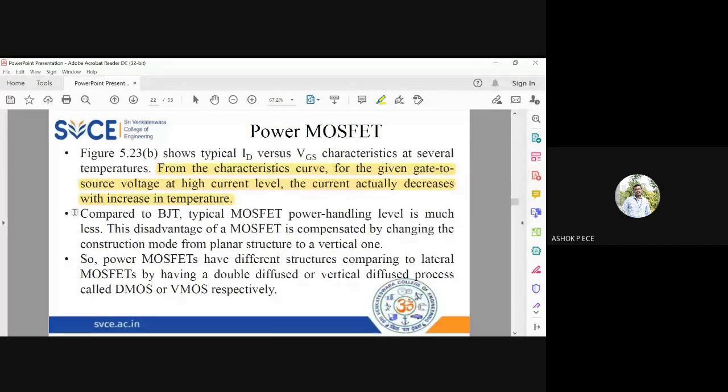So compared to BJT, these power MOSFETs can handle not very high power. The power handling capability is very much limited when you compare your MOSFET with BJT. The disadvantage is compensated by the structure: in BJTs we grow the structure vertically, but in MOSFET you are going to have a planar structure. So if you change the planar structure to a vertically grown structure, you can improve the characteristics of MOSFET.